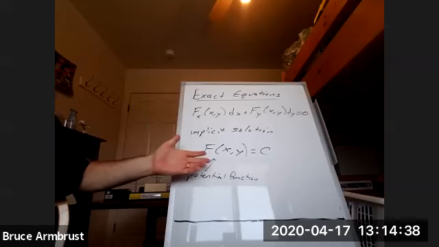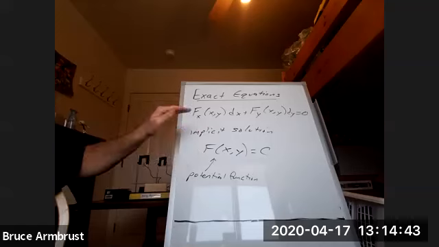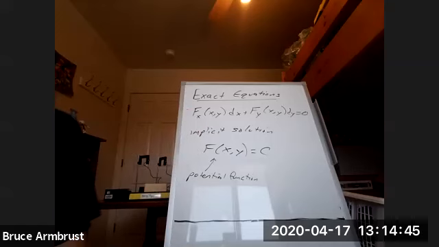But anyway, we're finding that potential function and we just set it equal to C, and that's going to be an implicit solution to this form of differential equation.